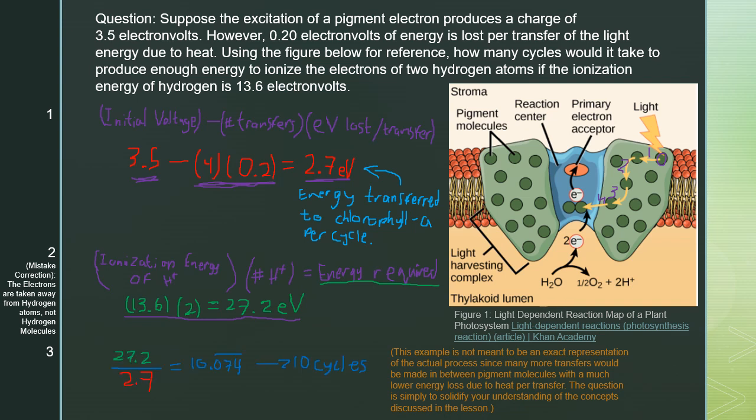Finally, we can figure out how many cycles are needed for this reaction to occur by dividing the total voltage needed to remove the electrons, shown up here, by the total energy donated to chlorophyll A per cycle on the bottom here. This gives us a total of approximately 10.074 cycles, or, using our knowledge of significant figures, it would end up being approximately 10 cycles for the total process to complete.